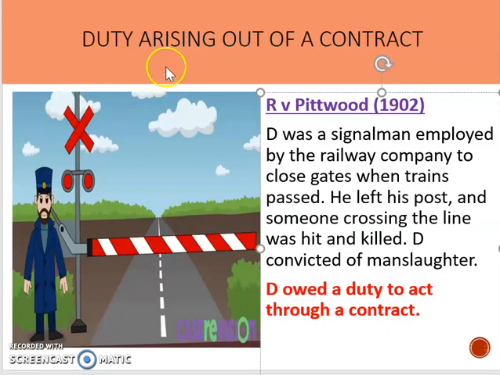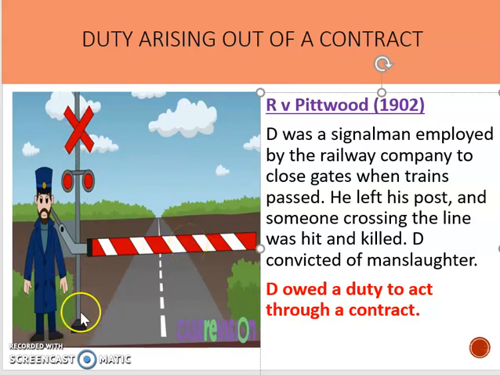The first exception to the general rule on omissions is duty arising out of a contract. So if a person owes a contractual duty to act, then a failure to meet this contractual duty can result in criminal liability. And that's illustrated in this old case of Pitwood. Our defendant here was a signalman employed by the railway company, and his job was to close the gates when a train was passing. And he'd left the gate up, went off for his lunch, and somebody was killed on the railway. And the defendant was convicted of manslaughter.